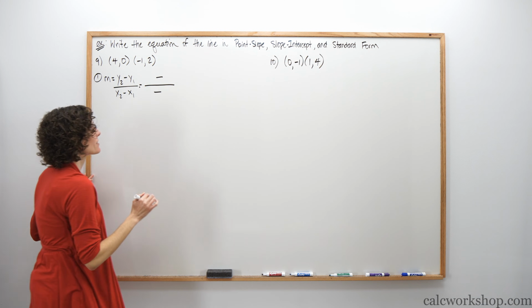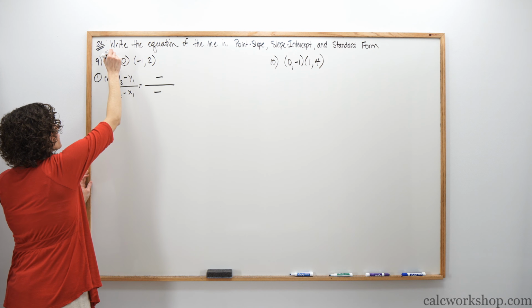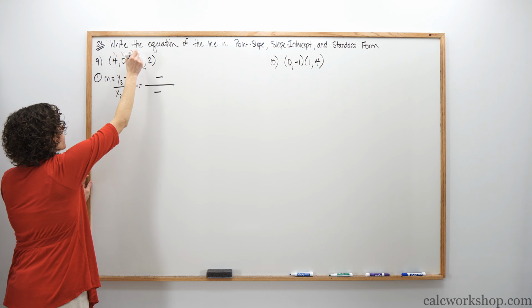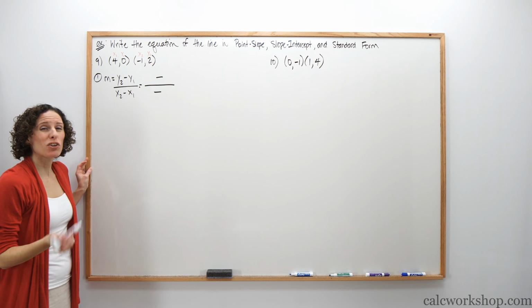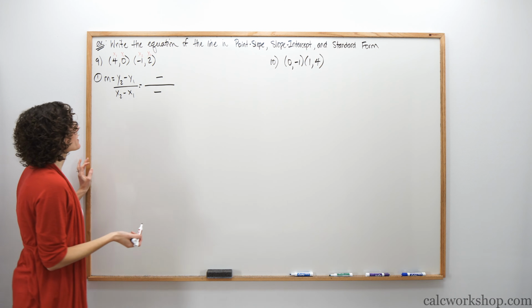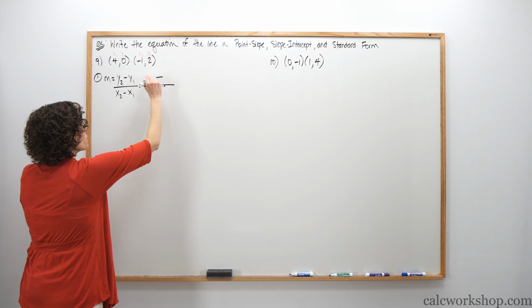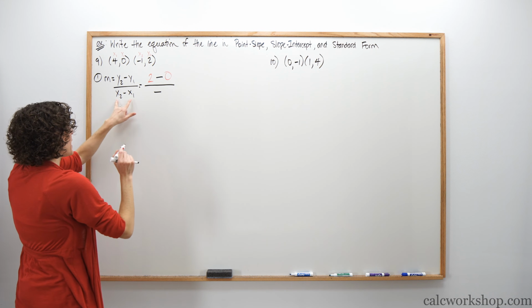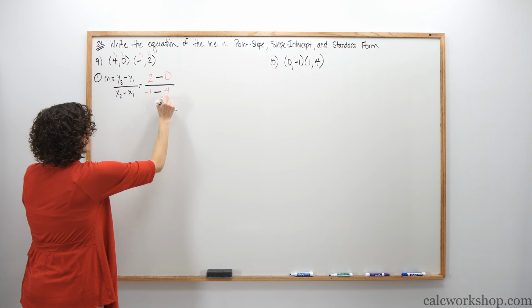Put our 2 negative signs in there, and we know that this will be labeled, I'll just write it up top, x1 and y1. Here's x2 and y2. If you don't need to label them, don't label them. If you need to, do so. So what we have is y2 minus y1, so we've got 2 minus 0. And then x2 minus x1, we've got negative 1 minus 4. So negative 1 and 4.